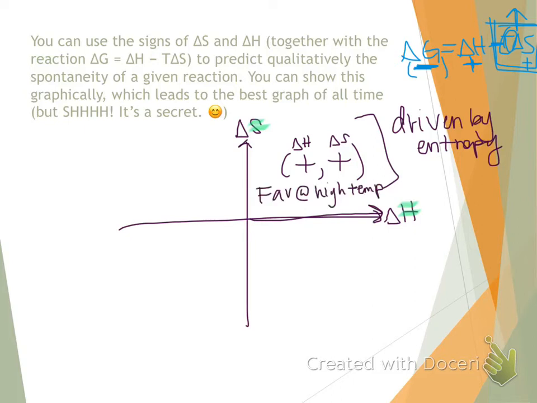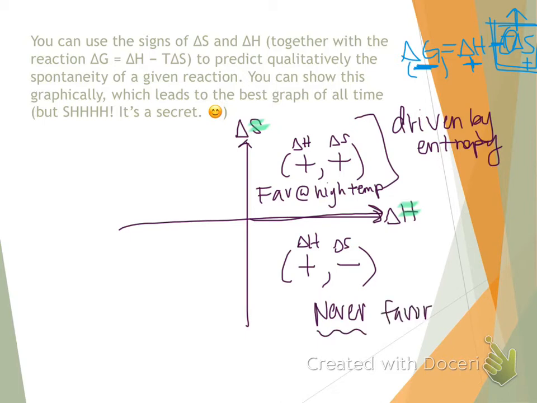So as we continue to move around our coordinate plane, in the bottom right-hand corner, delta H on the x-axis is still positive, whereas delta S on the y-axis is going to be negative. While positive delta H is an endothermic reaction, that's not favorable to nature. Negative delta S is a decrease in entropy. That's not favorable to nature either. If we have a positive delta H and a negative delta S, those sorts of reactions will never be favorable.